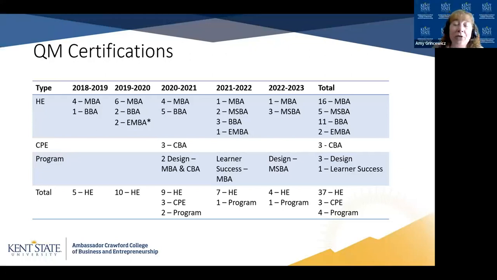We have 3 courses that were certified on the Continuing Professional Education Rubric. Those were primarily courses within a Certified Business Advisor certificate program. We also have 4 program certifications, 3 that focus on program design. That would be the MBA, our MSBA, and the CBA. Those all have the program design certification, and the MBA also has the Learner Success certification. As you see, we really had to have a lot of quality assurance practices and a lot of people involved to get to this level of QM certifications within the college.